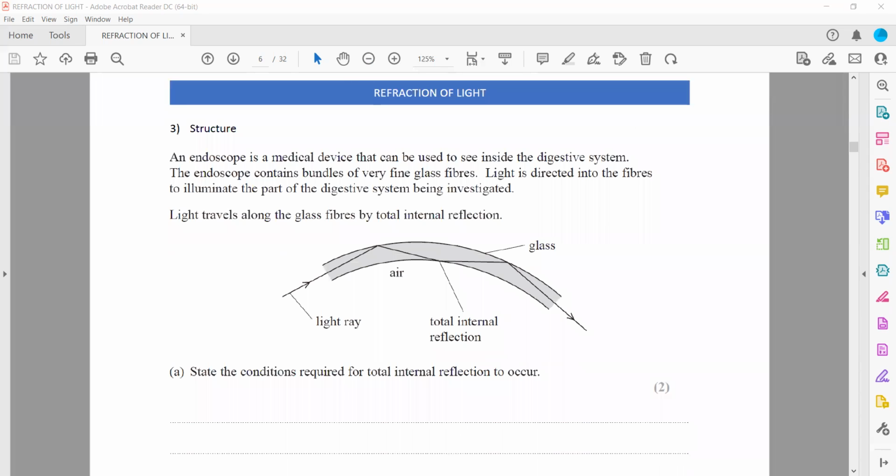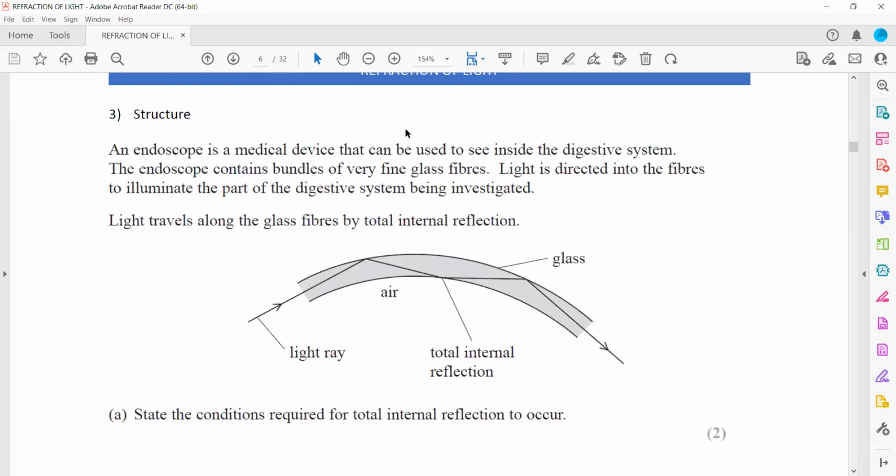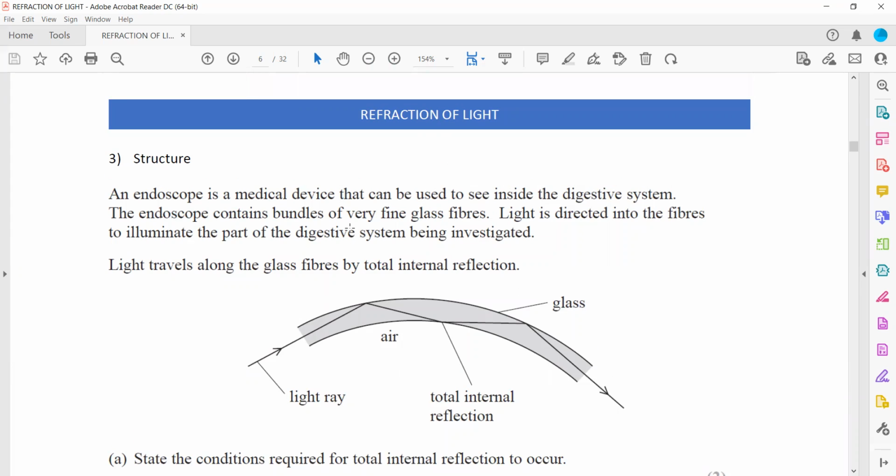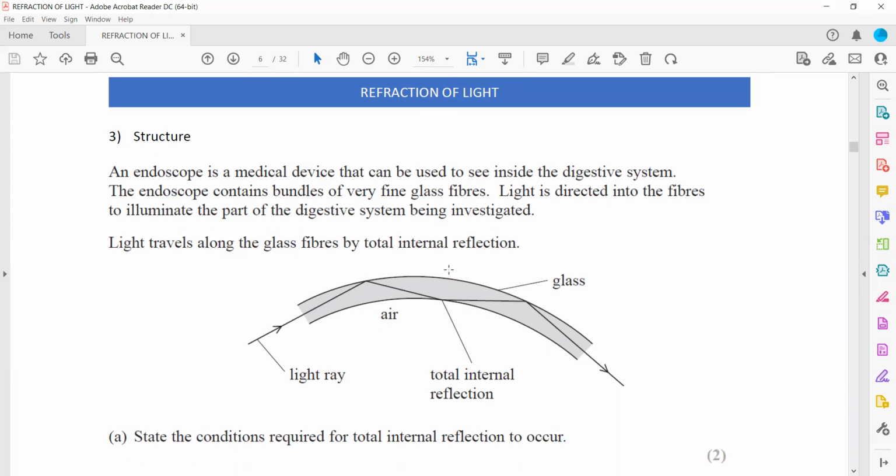In question 3, an endoscope is a medical device that can be used to see inside the digestive system. The endoscope contains bundles of very fine glass fibers, or optical fibers. The light is directed into the fibers to illuminate the part of the digestive system being investigated, for example, checking the inside of the stomach. So this endoscope is used for endoscopy.